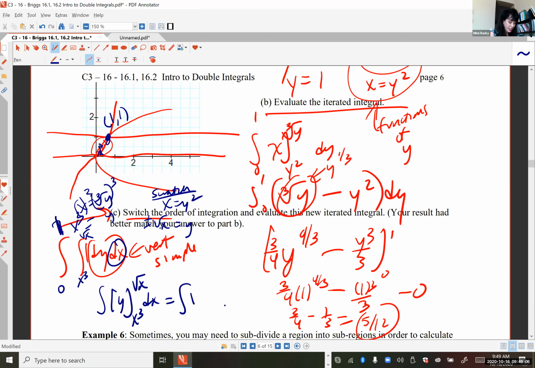And then you end up with a calculus 1 problem near the very end here. And hopefully everybody was able to do this, and you should have gotten 5/12 also. Okay, questions?